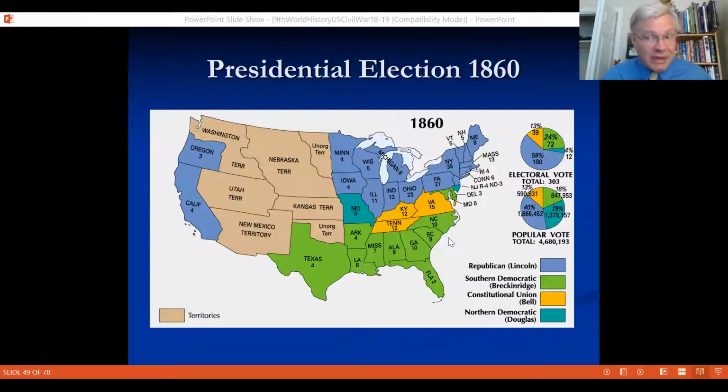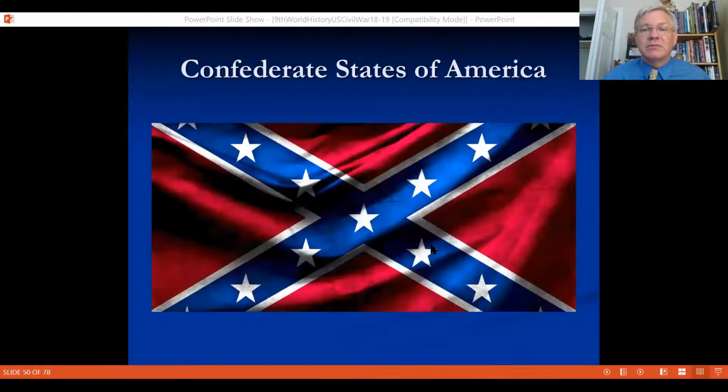Right after that, in order, we've got South Carolina, and then Alabama, Mississippi, Florida, Georgia, Louisiana, Texas. So you've got some of the deep South states, and they are seceding. And they decide to form the Confederate States of America. And that's created.